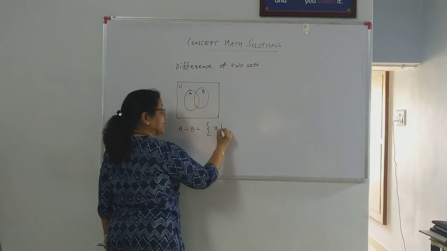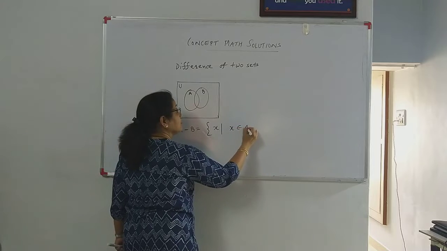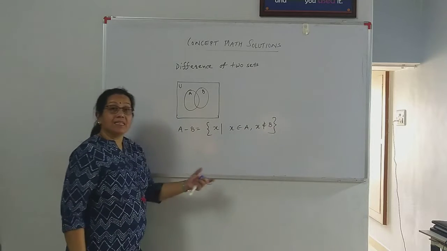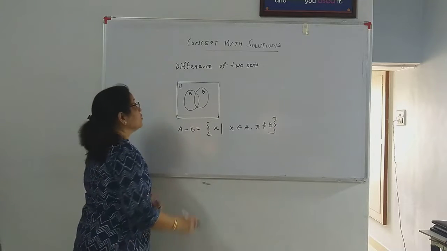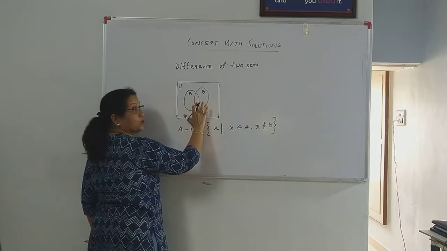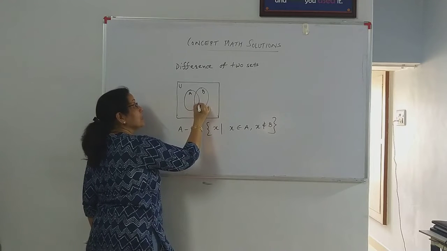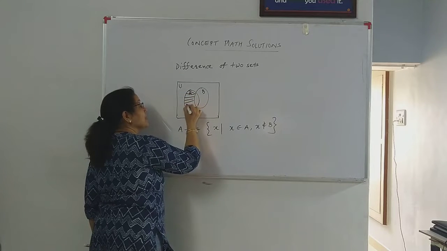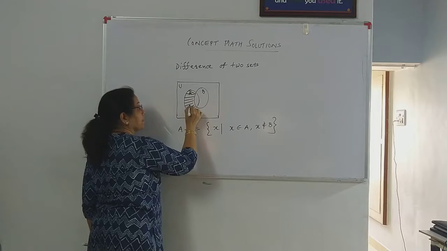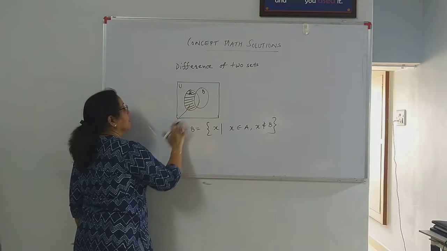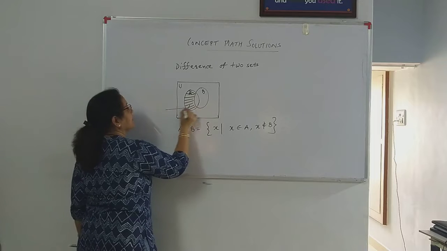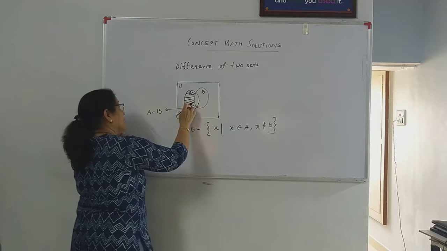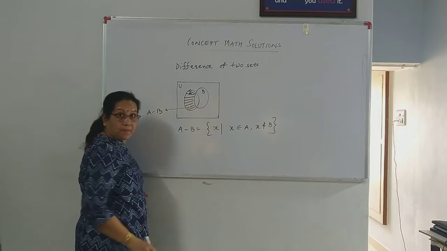A minus B contains all elements X such that X belongs to A, X does not belong to B. That means B is removed from A. So what portion of B is in A? This portion. It is in both, right? So B is removed from A, so this is A minus B. I will label the diagram. This is A minus B. Yes, B removed from A.